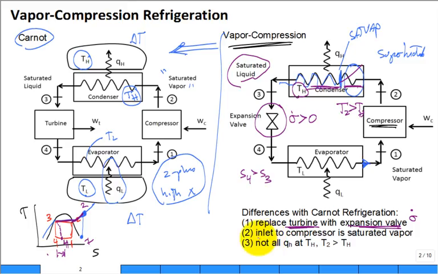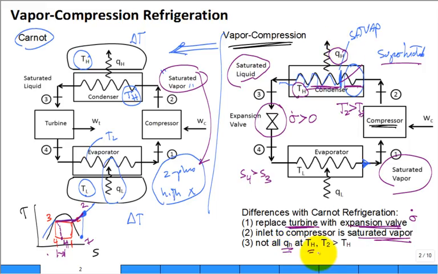We have inlet to the compressor is saturated vapor. It's been shifted from here to here, see, saturated vapor. And when you then put it through, you get superheated vapor, hence not all of the heat rejection is occurring at TH. Some of it is associated with cooling it from T2 down. Think of sources of irreversibility.